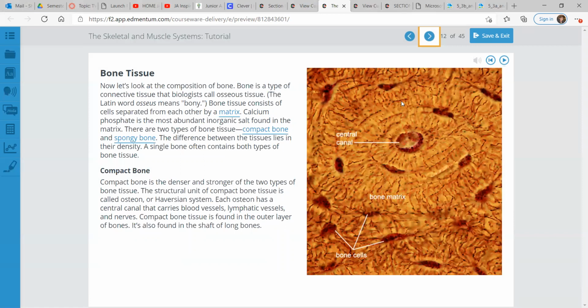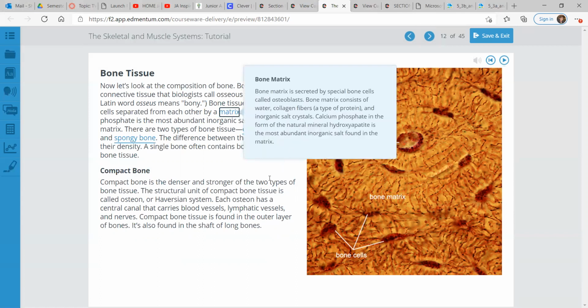Now getting into the actual bones, we have bone tissue. Bone is a type of connective tissue that biologists call osseous tissue, and that is Latin meaning bony. Bone tissue consists of cells separated from each other by a matrix. And if you click on matrix, bone matrix is secreted by special bone cells called osteoblasts.